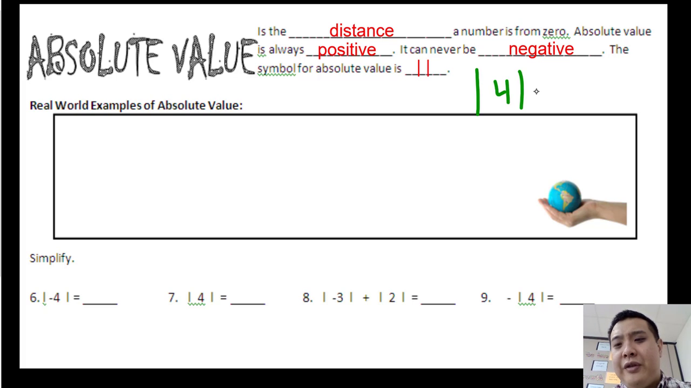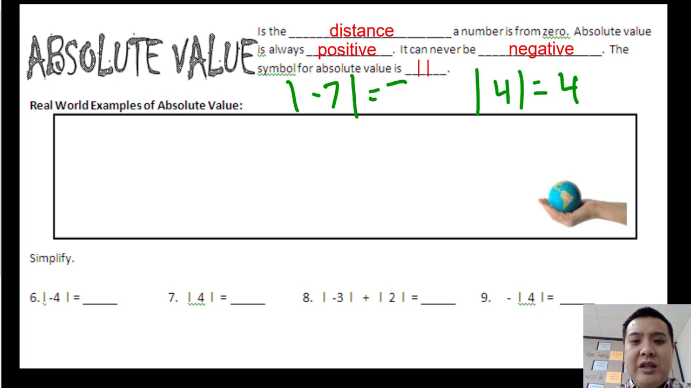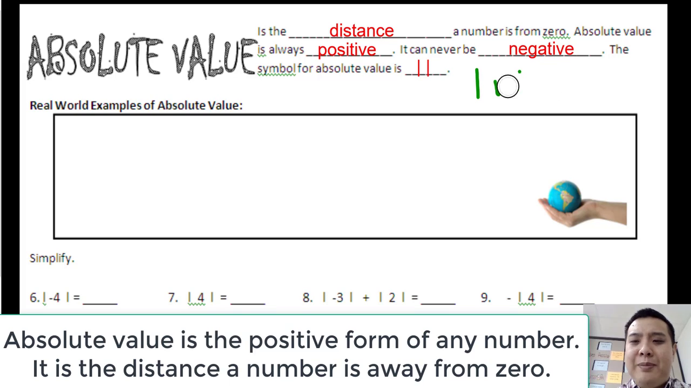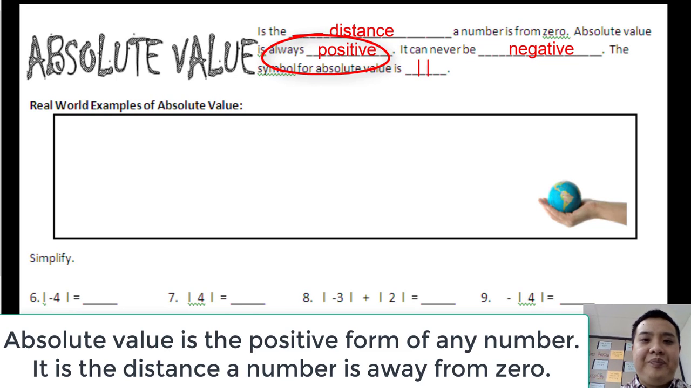So the absolute value, therefore, of 4 is just 4. The absolute value of -7 is just 7. So absolute value is just the positive form of any number. If it's already positive, it just stays positive. Okay? Always positive. It's the distance a number is away from 0 on a number line.